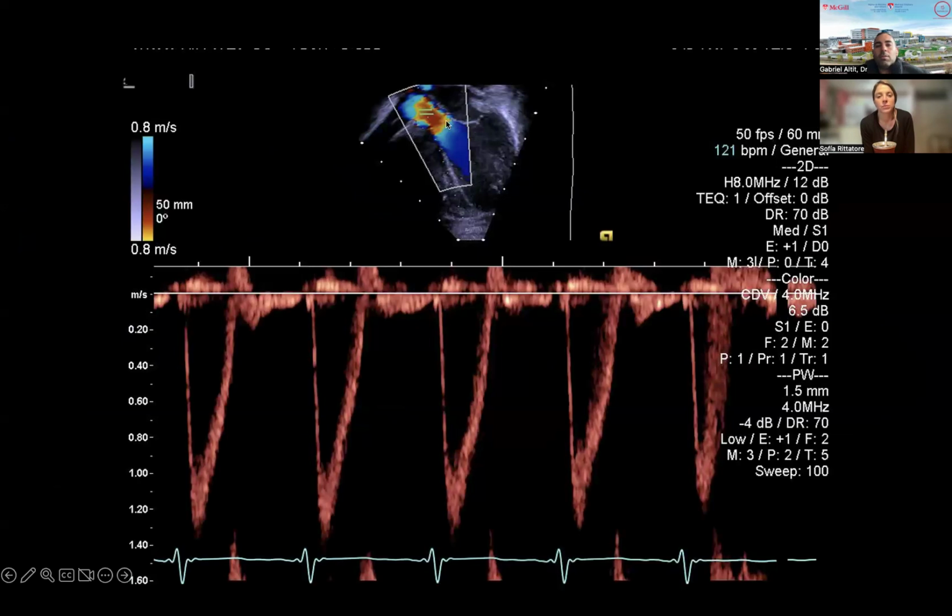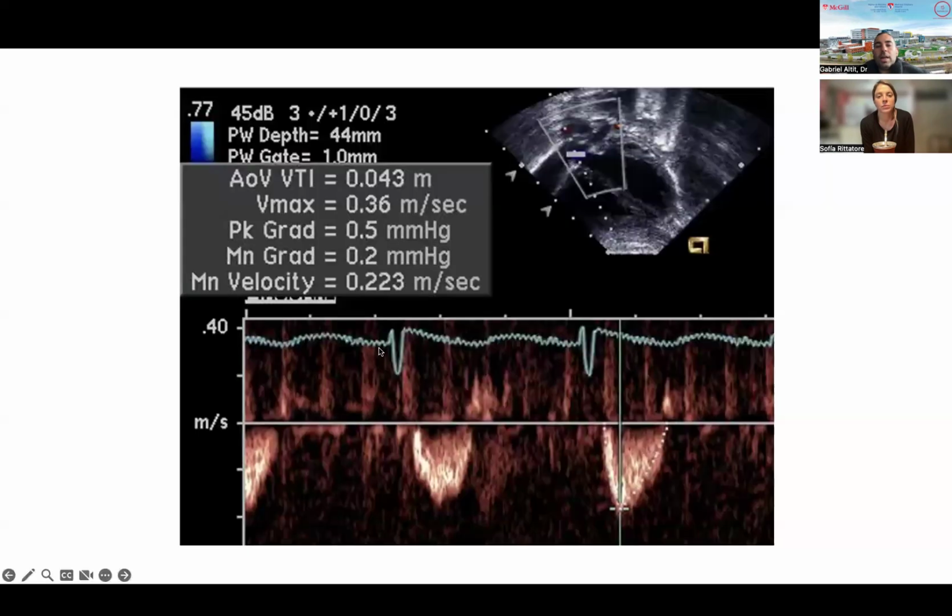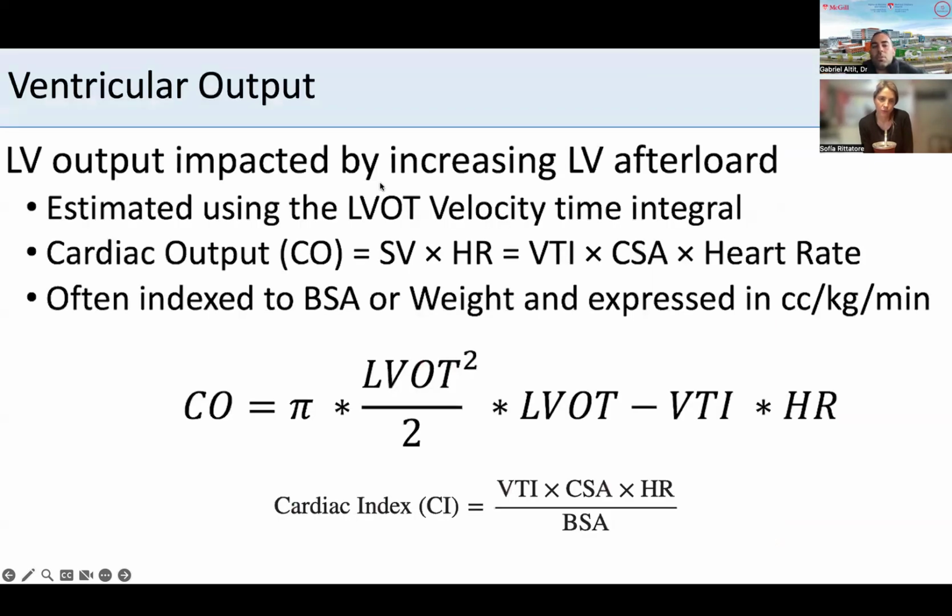Plus, we take a pulse wave Doppler at the LVOT and we trace the VTI. And you can see that VTI here is basically an estimate of stroke distance. Basically, that provides you with, eventually, if you multiply this by the heart rate times the cross-sectional area of your LVOT, you can calculate your LVO.